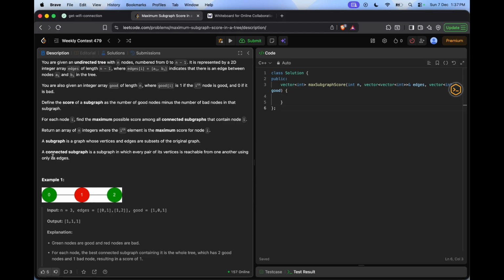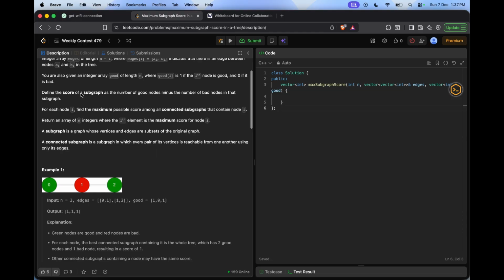What does a subgraph mean? Subgraph is just a connected component, all right? Like take a connected component of a tree, a subpart of a tree, like 0, 1, 2. Now 1 comma 2 is a subpart of the tree with 0 removed, and it is connected in itself. All right, so it is a subgraph. It is a subset of the tree with a constraint that it is connected in itself. All right. Now for each node I, we want to find the maximum possible score. What is score defined as? It is the sum of good nodes minus bad nodes for any connected subgraph that contains I. All right.